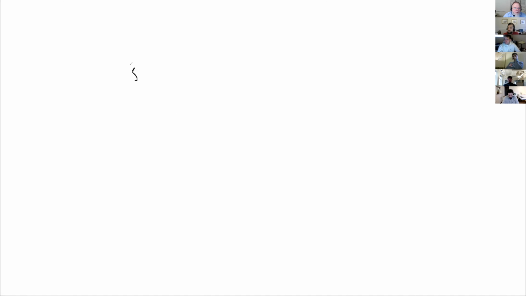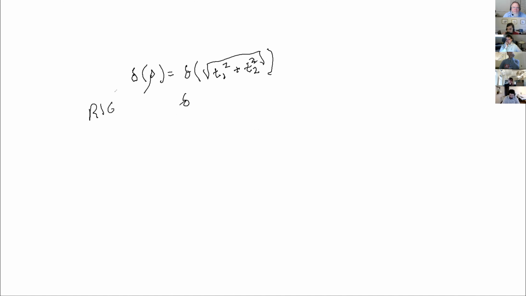Okay, here's my problem, and help me out here. Del of rho is equal to del of the square root of t1 squared plus t2 squared. Now, the proper answer to this, I know, is del of t1 times del of t2. This is the right answer.